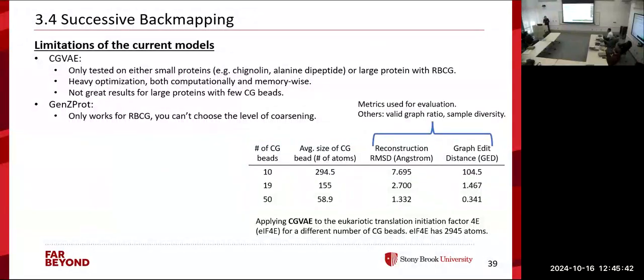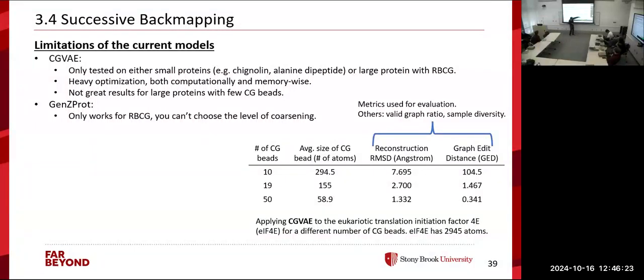Why am I so interested in this? This model has been tested on small proteins, chignolin, alanine dipeptide, or large proteins with residue-based coarse graining. So the ratio between the number of atoms and the number of CG beads is kind of small. Most of them are in the order of up to 30. The term I'm using here sometimes is the size of a CG bead. Size of a CG bead means the number of atoms corresponding to one bead.